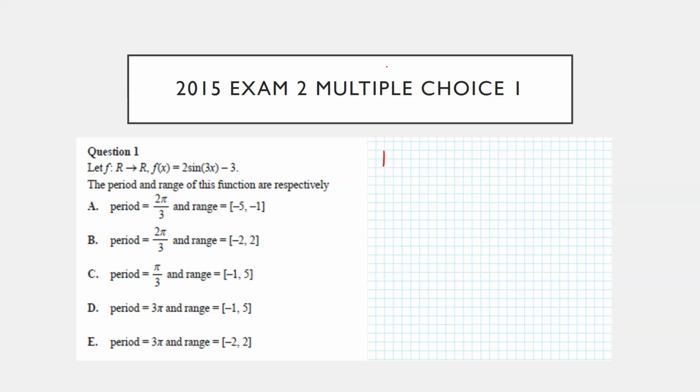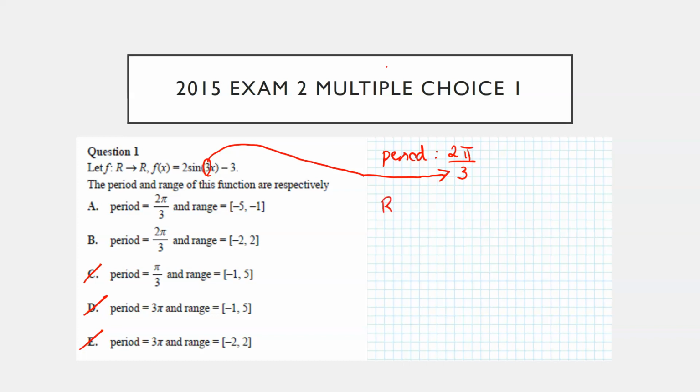Okay, so for a sine graph, the default period is 2 pi, and in our case, we have 2 pi divided by 3, since we have a 3 here in our equation. So the period is 2 pi over 3, which means that we can immediately discard D and E as options and also C.